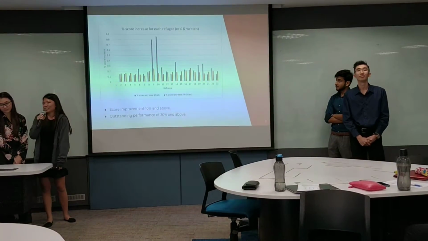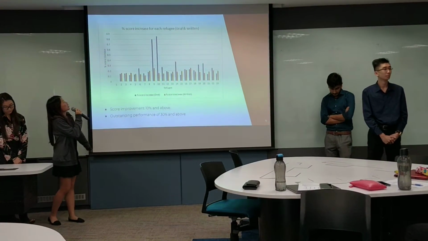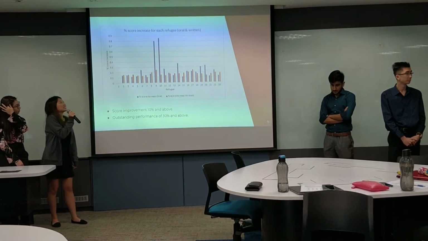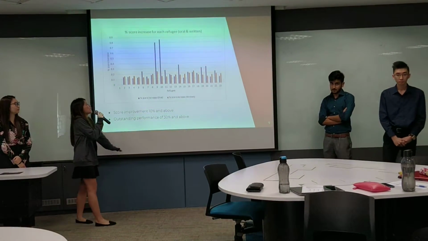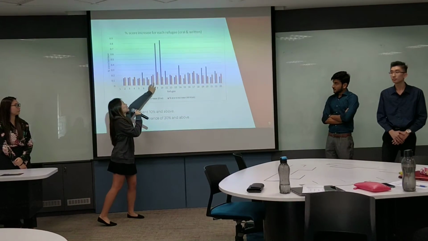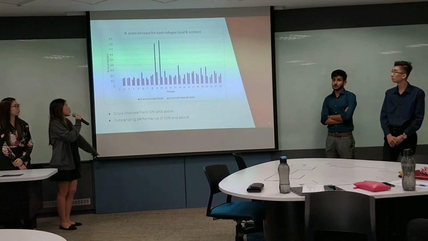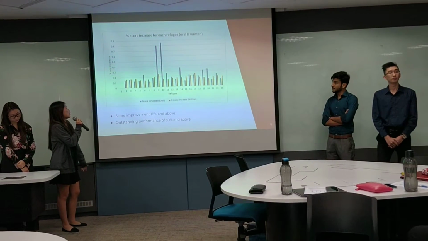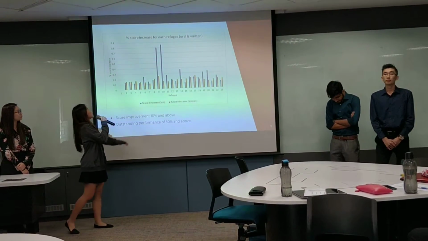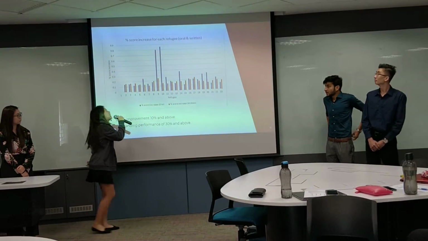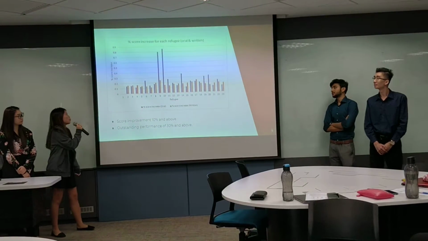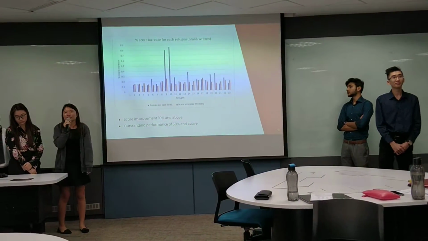So this is the graph for the percentage score increase for each refugee in the oral and written tests. From here you can see that they are all above the 10% mark. They have a score improvement of 10% and above, and even some of them showed an outstanding performance of 30% and above, which is here. The most notable ones are these two, which achieved 80% score improvement in their oral tests.